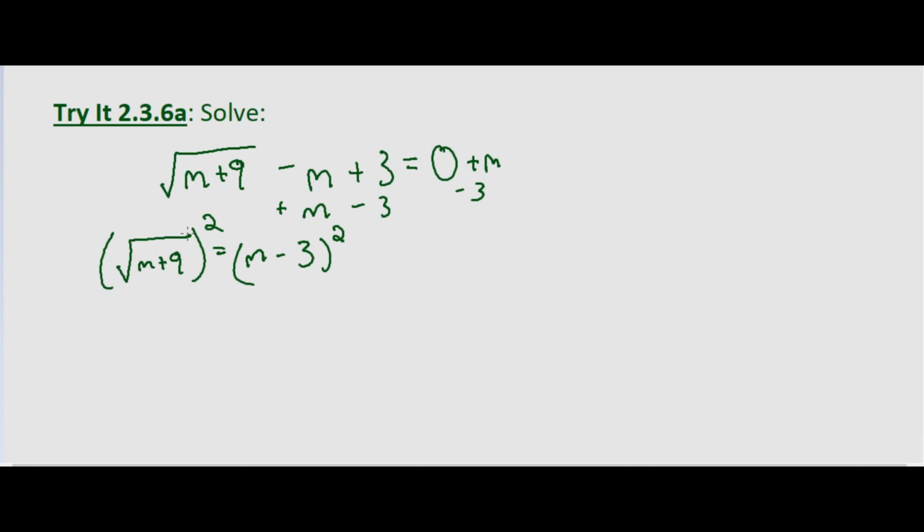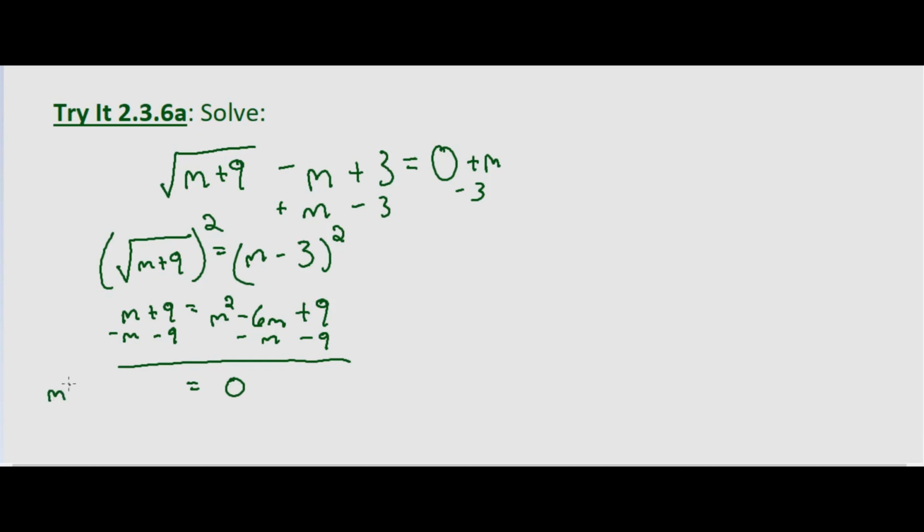The square root of m plus 9 squared is just m plus 9. M minus 3 squared is m squared minus 6m plus 9. Now let's subtract m and 9 from both sides. I'm going to make the right side the left side again, so we have the variable on the left-hand side. M minus m and 9 minus 9 gives us 0. And then we're left on the other side with m squared. Negative 6m minus m is minus 7m. And then 9 minus 9 is just 0.